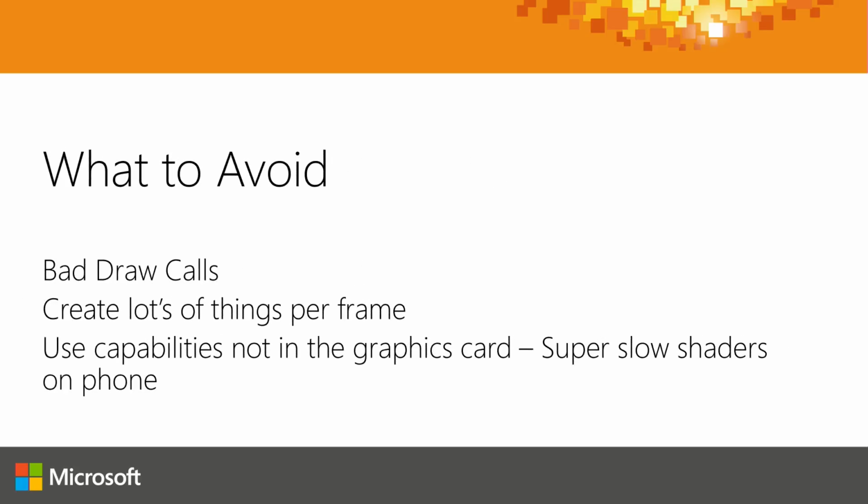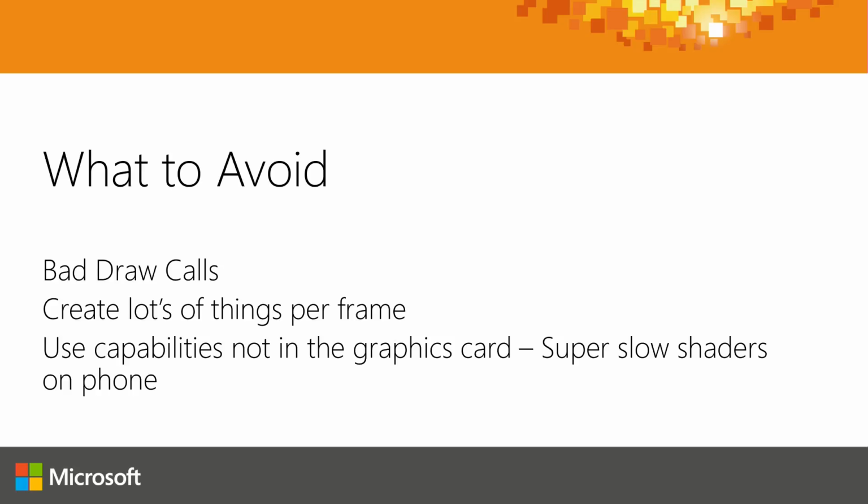And what to avoid? I think we've gone through a lot of this, but bad draw calls, things where you're just drawing things with things overlapping and doing it the wrong way, not sprite batching, things like that. Creating a lot of things per frame. If you're creating a lot of different little objects, even if they're only a few bytes, a kilobyte would be dreadful, but even if you keep creating something that's 100 bytes, you will notice the impact to your application.